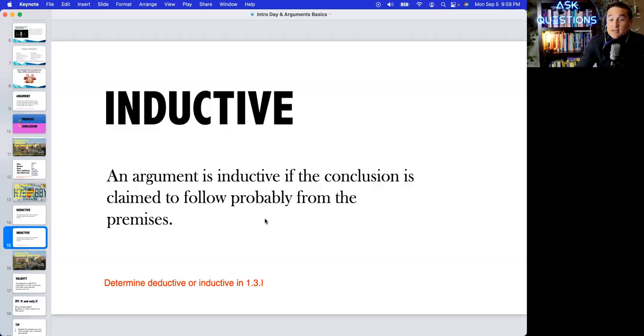Now, there are bad inductive arguments where the conclusion is only established by 40%, 30%, 20%. The worst of inductive arguments, the conclusion would follow by just a tiny, tiny amount. Maybe you can argue even 0. All right, let's practice a little bit with figuring out the difference between these 2 argument types.